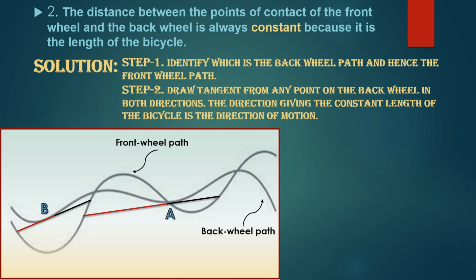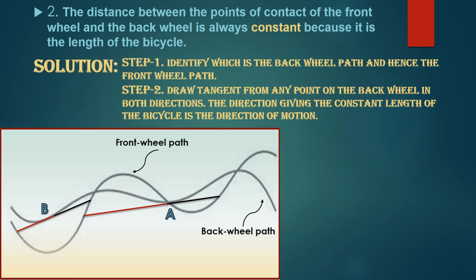So the direction giving the constant length of these tangents is the direction of motion of the bicycle. In this particular case, it is the right. Hence, in this way, Holmes identified which way the bicycle went.